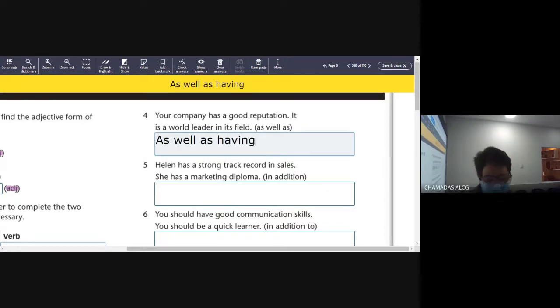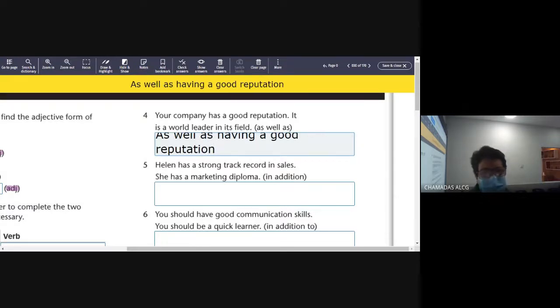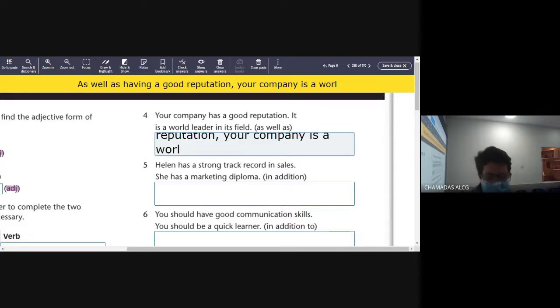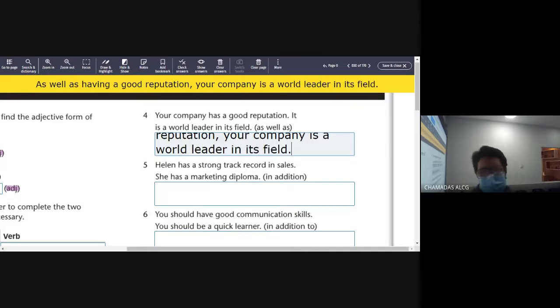As well as having a good reputation. I'm showing the other way, okay? Comma, your company is a world leader. I think it sounds better when we use it at the beginning. All right.